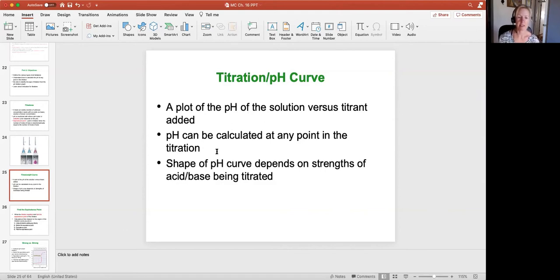The pH can be calculated at any point during the titration, and the shape of the pH curve is going to depend upon the strengths of the acids and the bases titrated. This is not a complicated topic, but the calculations can get complicated. And I'm actually going to do some calculations with you today in this part of our pre-recorded lecture here.